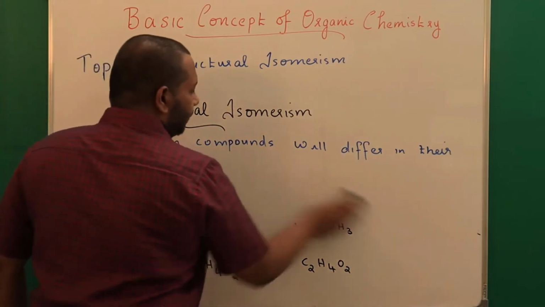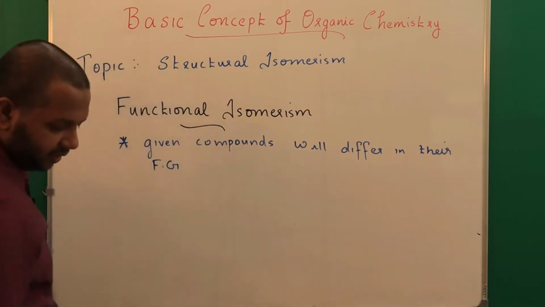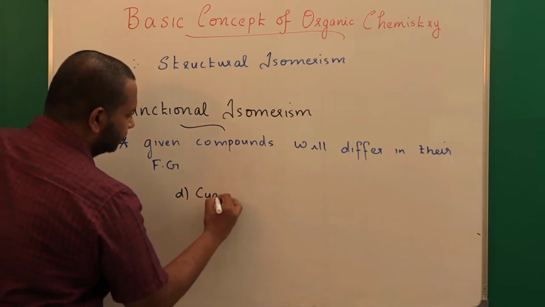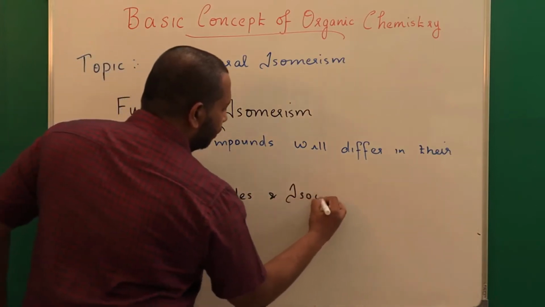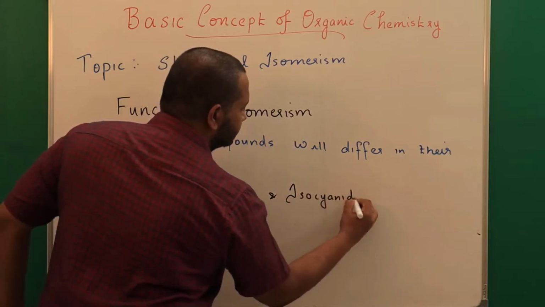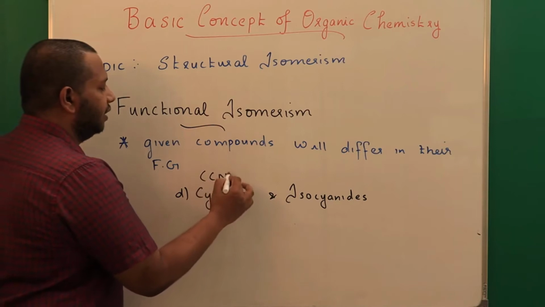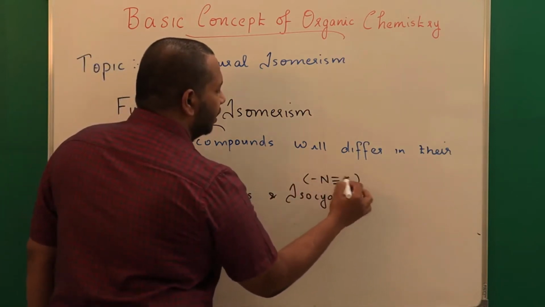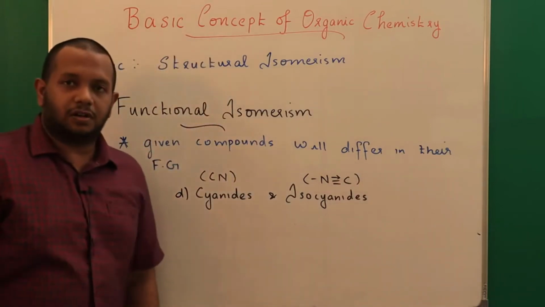So if you go to the next pair, we can say cyanides and isocyanides. A, B, C, D, fourth pair, cyanides and isocyanides. Okay, so cyanide, what is the functional group here? CN, and isocyanide means NC, correct? NC. So cyanides and isocyanides are functional group isomers.